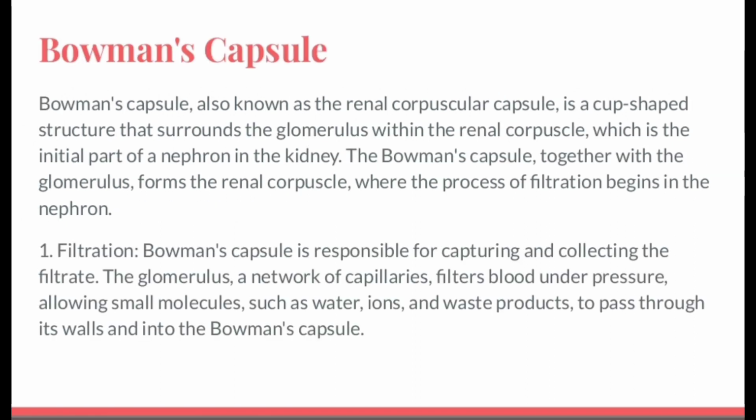Bowman's capsule. Bowman's capsule, also known as the renal corpuscular capsule, is a cup-shaped structure that surrounds the glomerulus within the renal corpuscle, which is the initial part of a nephron in the kidney. The Bowman's capsule, together with the glomerulus, forms the renal corpuscle, where the process of filtration begins in the nephron. Filtration. Bowman's capsule is responsible for capturing and collecting the filtrate. The glomerulus, a network of capillaries, filters blood under pressure, allowing small molecules such as water, ions and waste products to pass through its walls and into the Bowman's capsule.